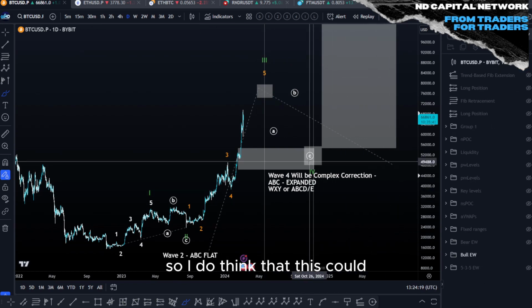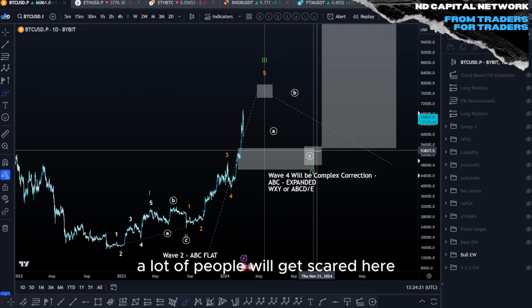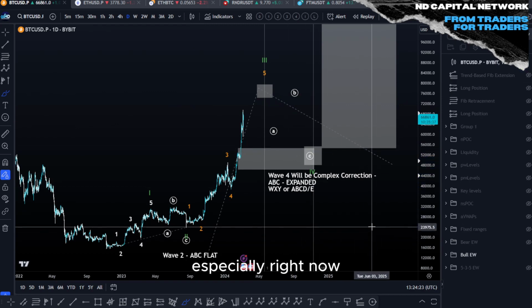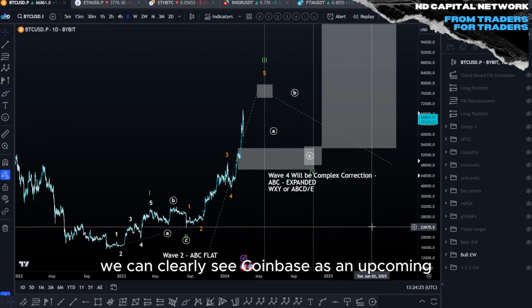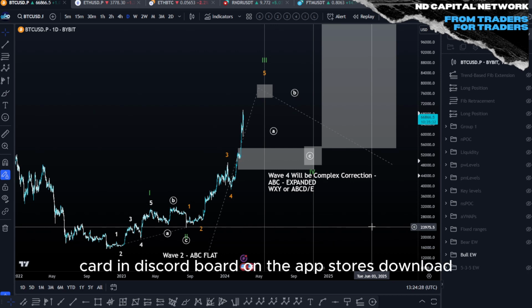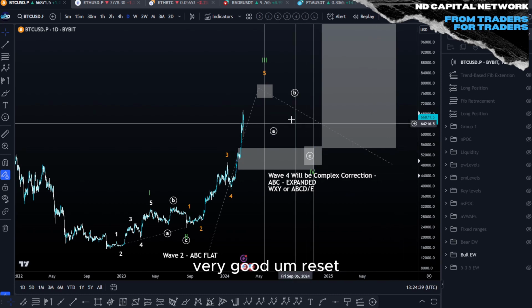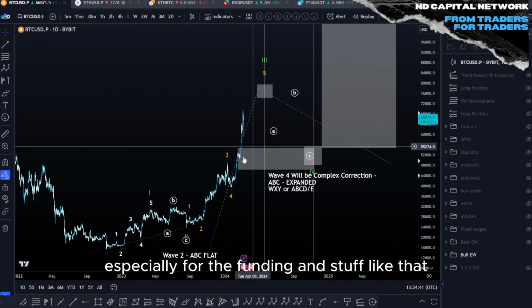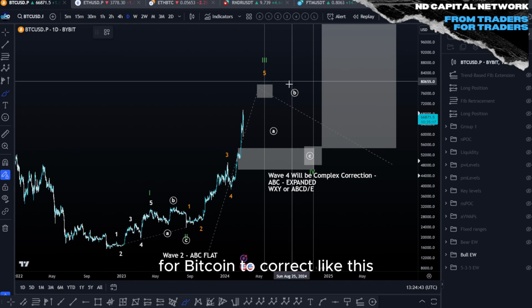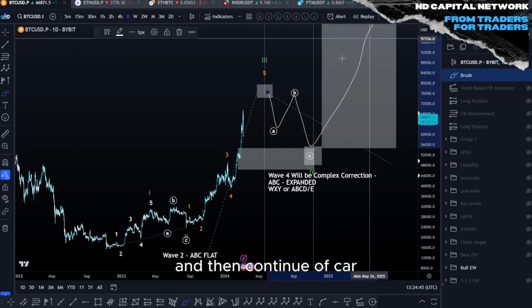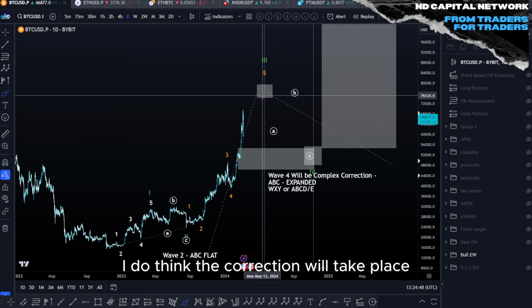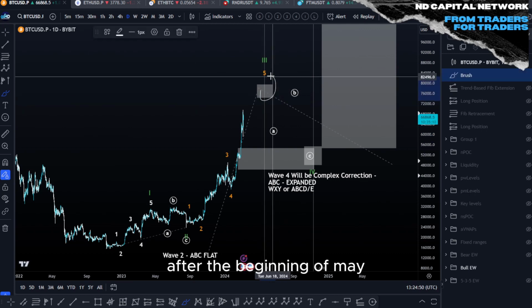So I do think that this could be a very vital correction. A lot of people will get scared here, especially right now. We can clearly see Coinbase as an app coming higher in the scoreboard on the App Store as a download. We can see a lot of fear and greed index at the highs like 80, 90. So I do think that this will be a very good reset, especially for the funding and stuff like that. It does make perfect sense for me for Bitcoin to correct like this and then continue up higher. I do think the correction will take place after the beginning of May.